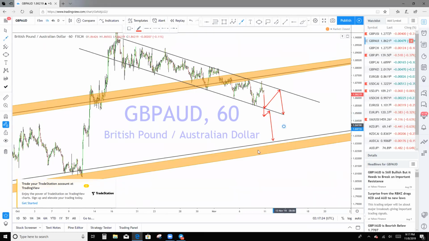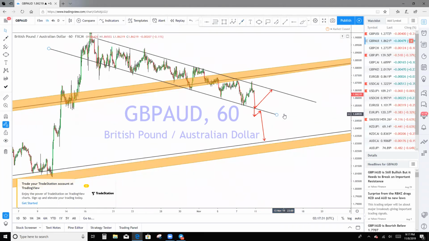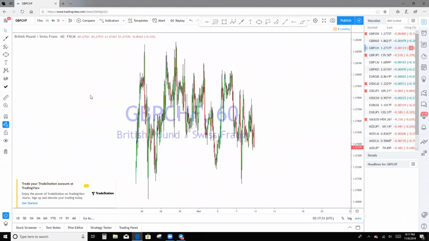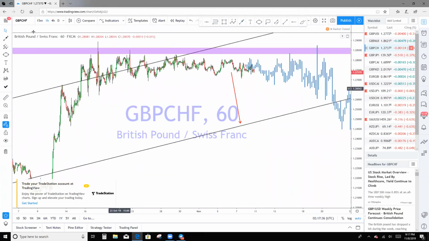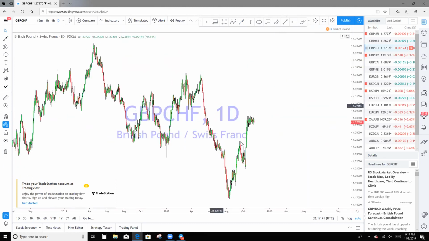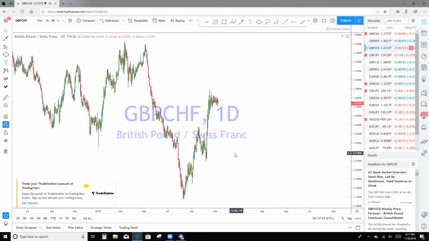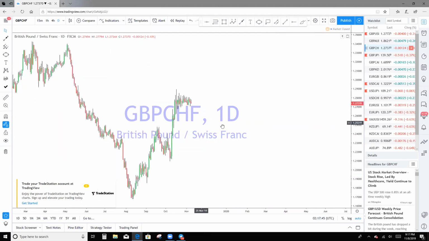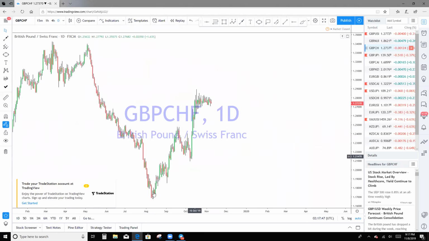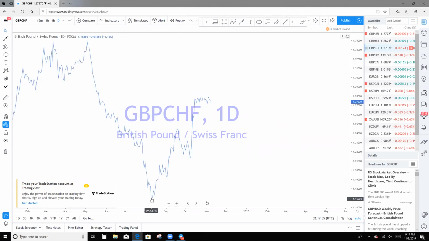Does this not look like the same exact thing that GU did? It's the exact same thing, right? Go G Swissy. Clear this out. Let's go to the daily. All right, G Swissy. Woo! Look at G Swissy. Daily chart, line chart. Peak, peak, peak, peak. Gotta love it.